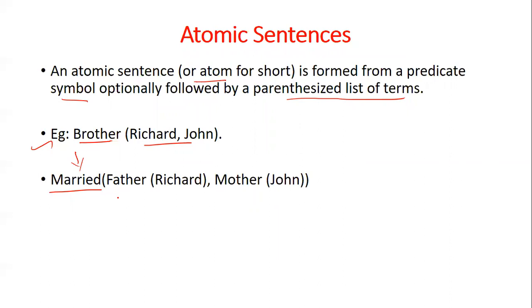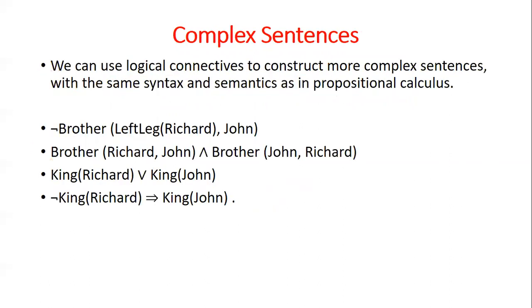This is a relation or a predicate. Father of Richard, mother of John. That is, Richard's father has married John's mother. So we know that Richard and John were brothers. And complex sentences are constructed from simple sentences by using conjunction, disjunction, implication, all those things.